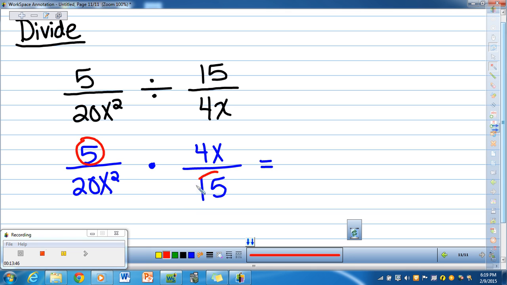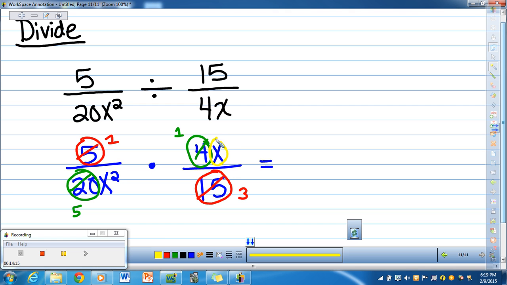Between the 5 and the 15, we have a common factor of 5. 5 divided by 5 is 1, and 15 divided by 5 is 3. Looking at the other side, between the 4 and the 20, they have a common factor of 4. 4 divided by 4 is 1. 20 divided by 4 is 5.